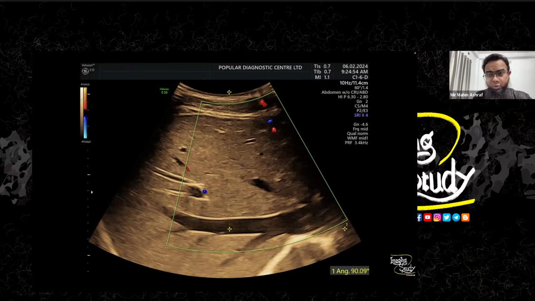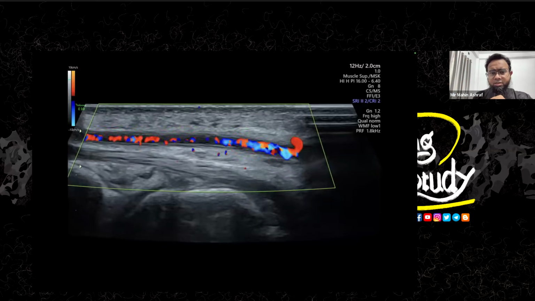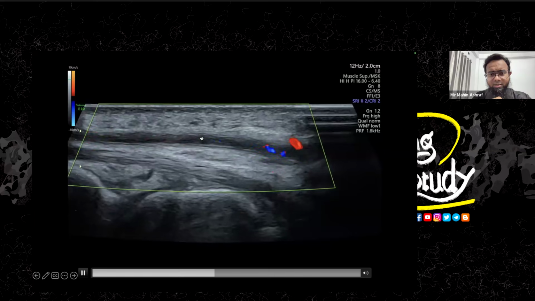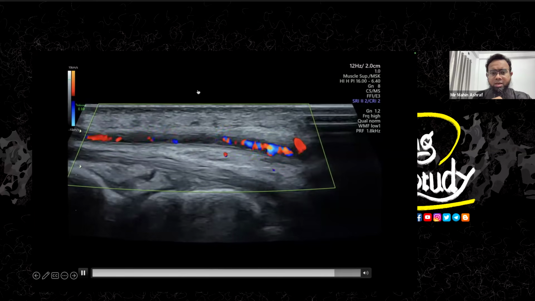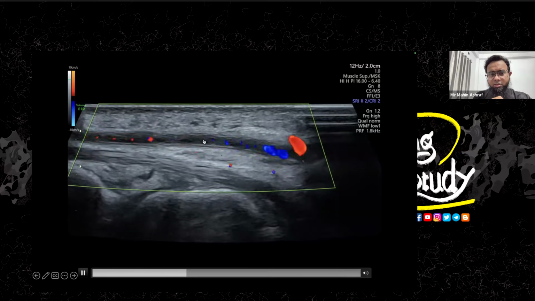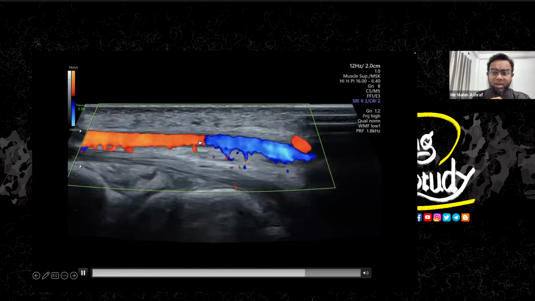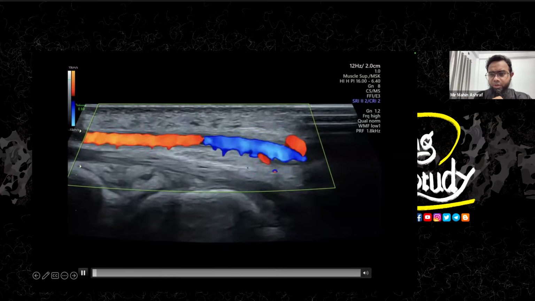You'll see a very good amount of flow in this vessel, so be careful about that. Here you can see different colors, but at the central part you may see a color void area or less flow, because it is the area where the sound beam is creating a 90-degree angle. So at the center part, there may be a gap of flow.